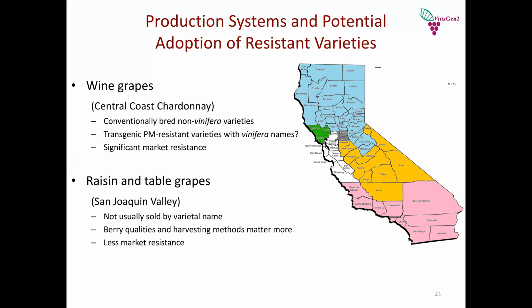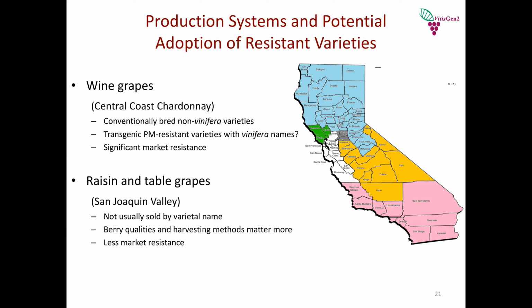Central Coast Chardonnay, we chose that because white grapes are particularly susceptible to damage by powdery mildew, and in cooler areas like the Central Coast, they're particularly susceptible. So this is the area where we think the damage is most important to growers, and this is where we're told it may be as much as 20% of gross revenue spent on controlling powdery mildew.